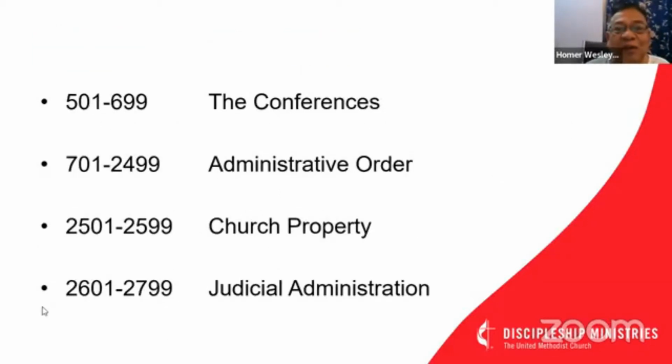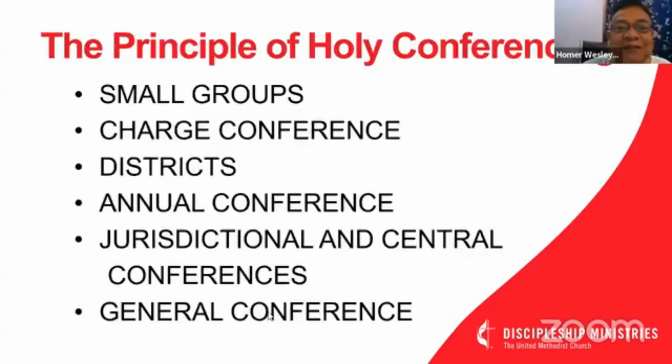The 501 to 699, ito na yung conferences. Actually, mag-concentrate tayo dito sa conferences. And then 701 to 2499, ito yung administrative order. Okay? 2501 to 2599 church property, and 2601 to 2799 judicial administration. Okay, next slide. Okay, the principle of conferencing.